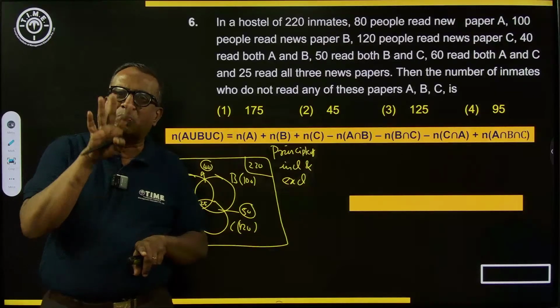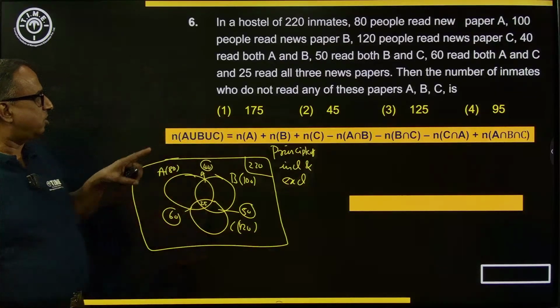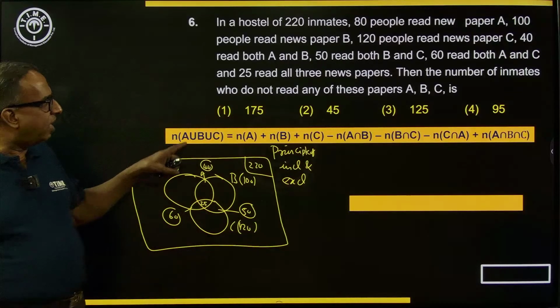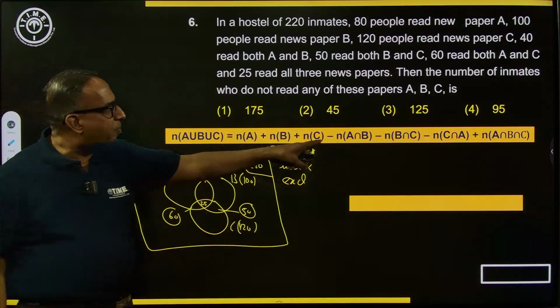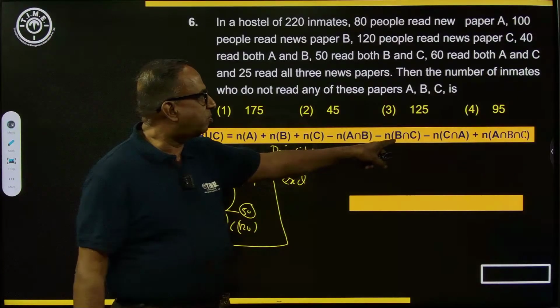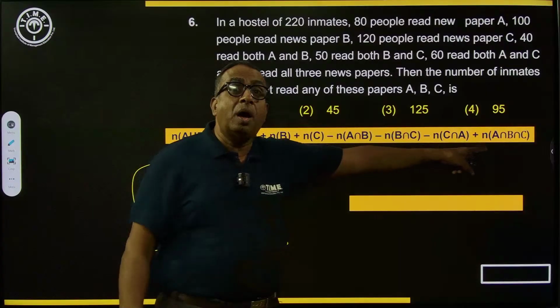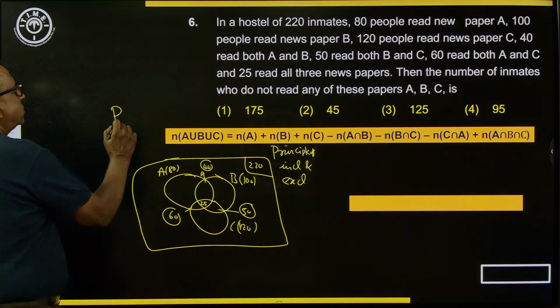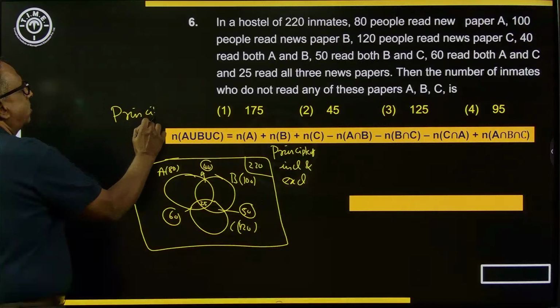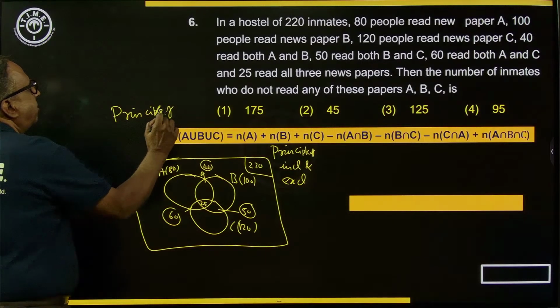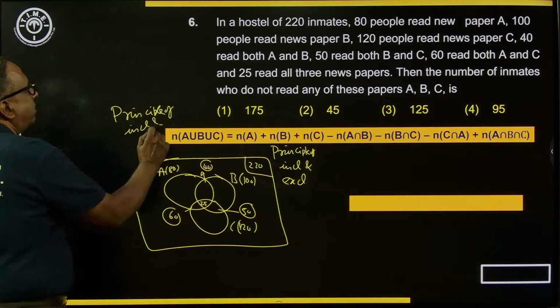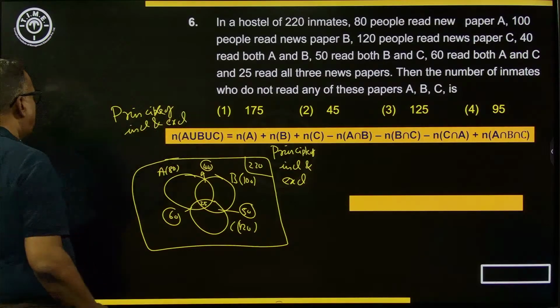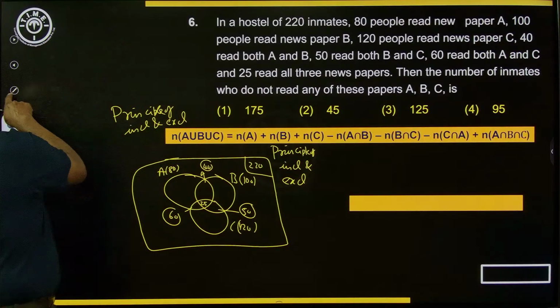3 sets ఉన్నప్పుడు ప్రిన్సిపల్ ఆఫ్ ఇన్క్లూజన్ ఎక్స్క్లూజన్ అంటే, n of A union B union C is n of A plus n of B plus n of C minus n of A intersection B minus n of B intersection C minus n of C intersection A plus n of A intersection B intersection C. This is called what? Principle of inclusion and exclusion.